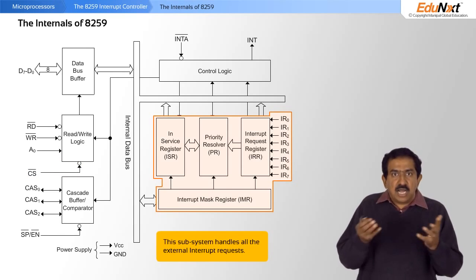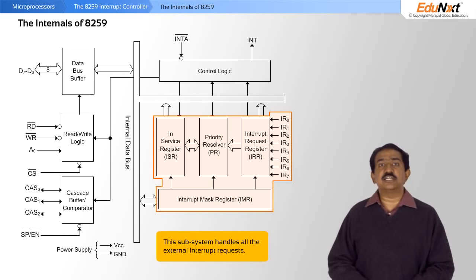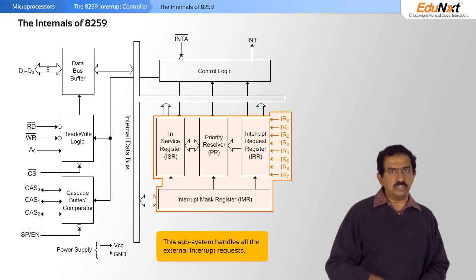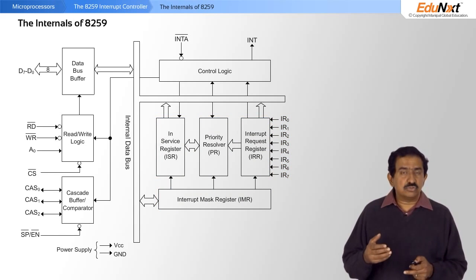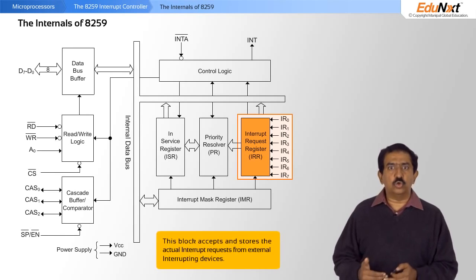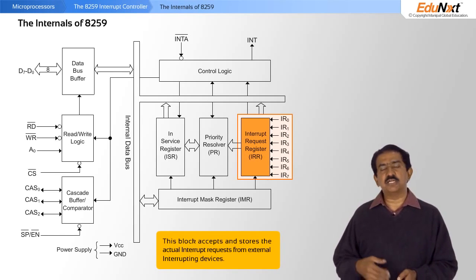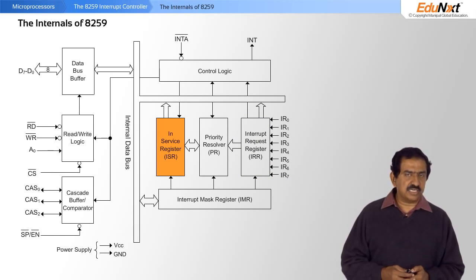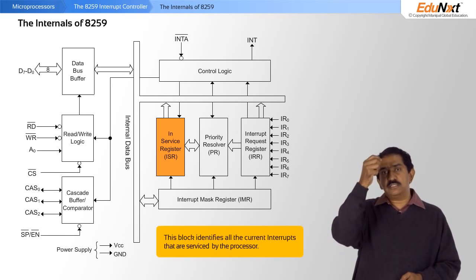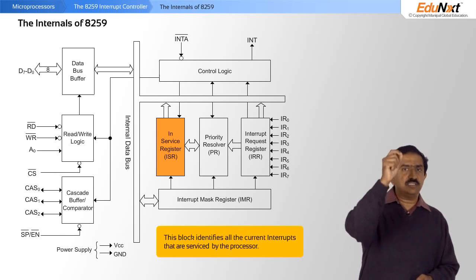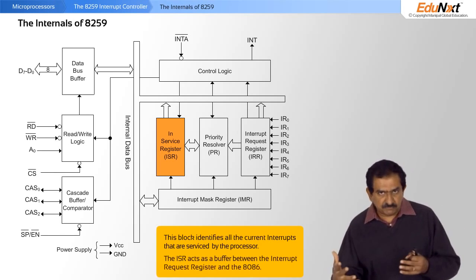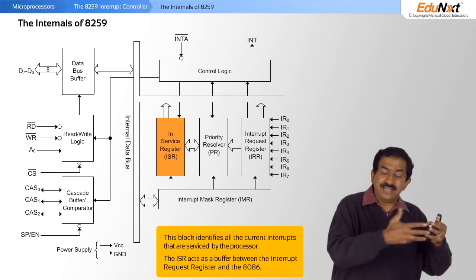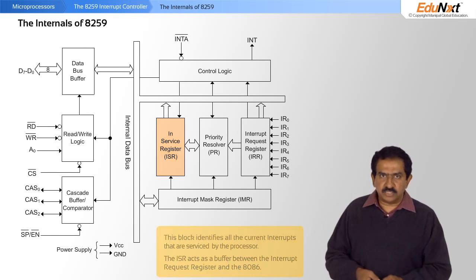This part is the heart of the 8259. It controls the interrupting systems from the external world. So the 8 external interrupt lines come into this block. Inside the 8259 you can store the actual interrupt requests that come from external interrupting devices. This particular block, called the in-service register (ISR), tells the 8259 which interrupts are currently being serviced by the processor. So it's kind of a buffer between the interrupt request register and the 8086, and it maps the two together.